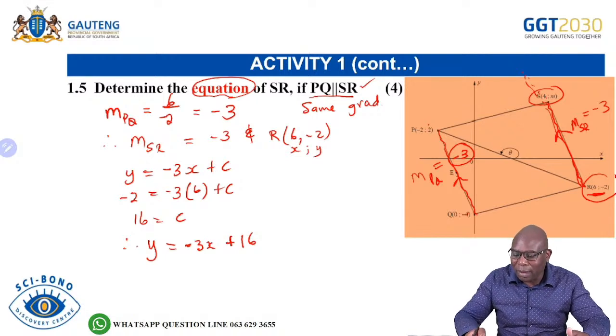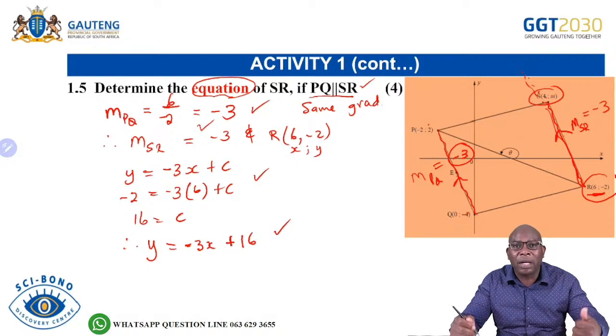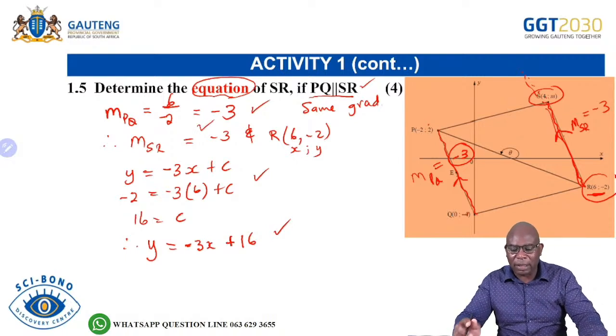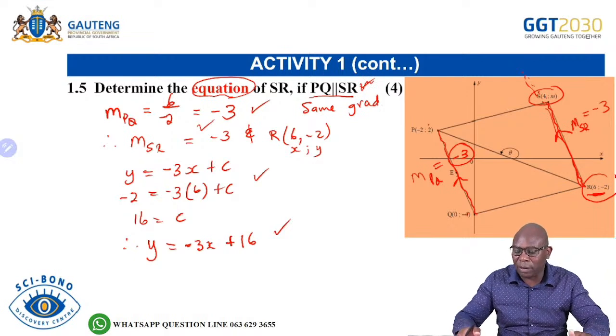Okay? All right. So now how do we mark that? That will be the gradient, which will be given a mark. So now you'll get a mark for that, and the mark for the substitution, and the mark for the gradient of SR. Knowing that the gradient of SR is negative 3 will give you a mark. So you must indicate it. Okay, right.